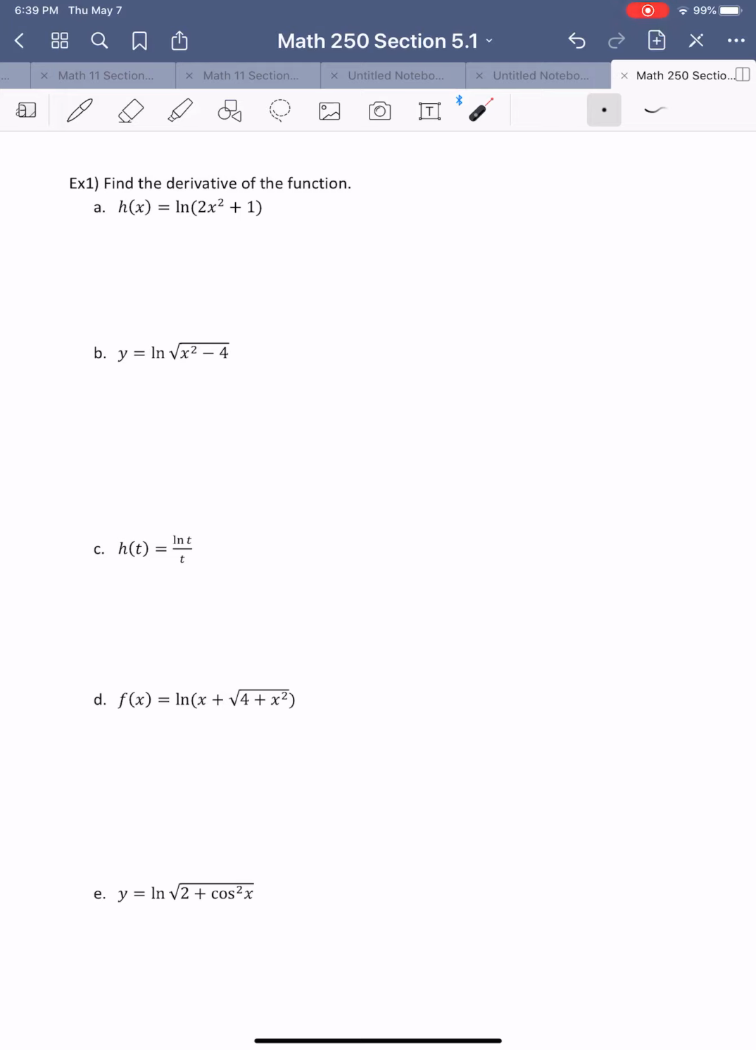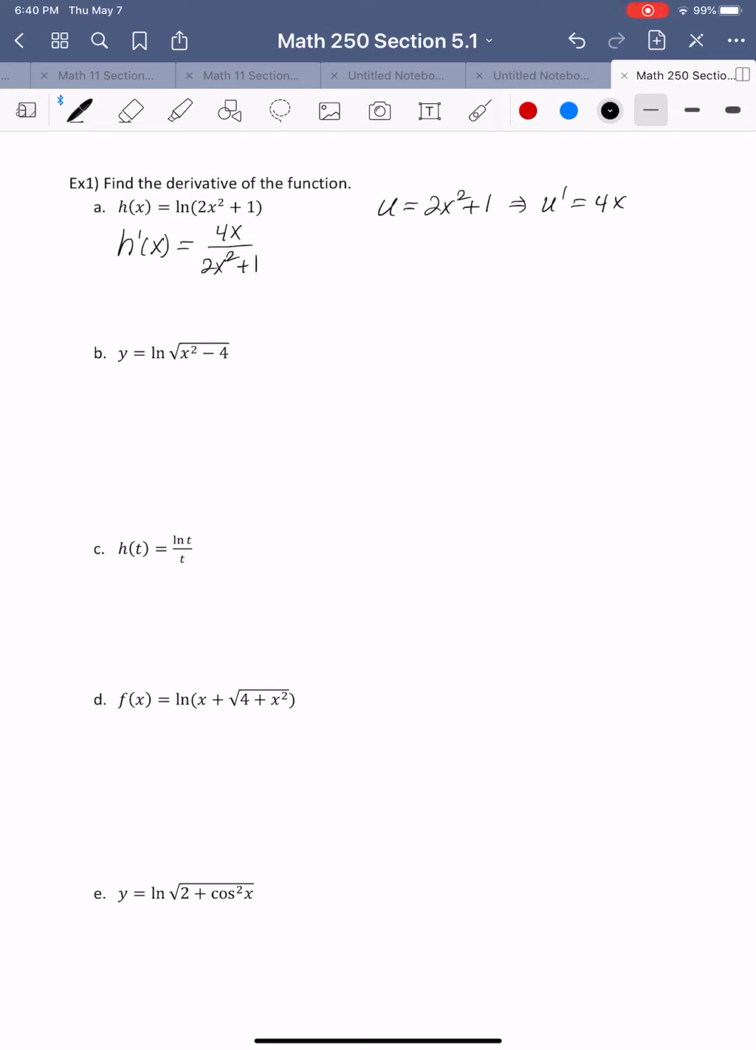Okay, so find the derivative of the function. So h of x is ln of 2x squared plus 1, so h prime of x is... okay, so we have to say u is going to be 2x squared plus 1, which means u prime is 4x. So this becomes u prime over u, so 4x over 2x squared plus 1.